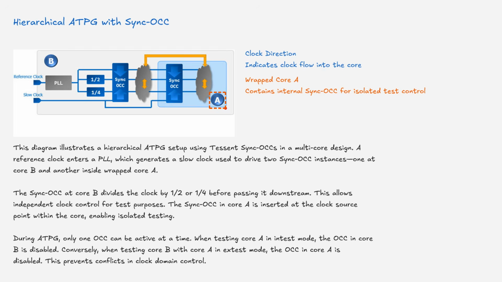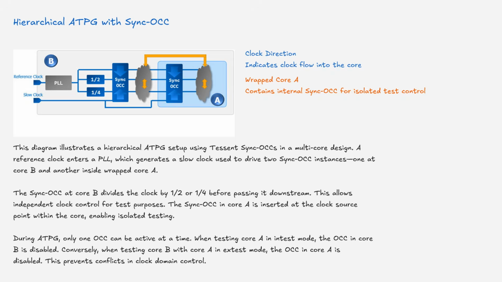The sync OCC in core A is inserted at the clock source point within the core, enabling isolated testing. During a TPG, only one OCC can be active at a time. When testing core A in internal test mode, the OCC in core B is disabled. Conversely, when testing core B with core A in external test mode, the OCC in core A is disabled. This prevents conflicts in clock domain control.